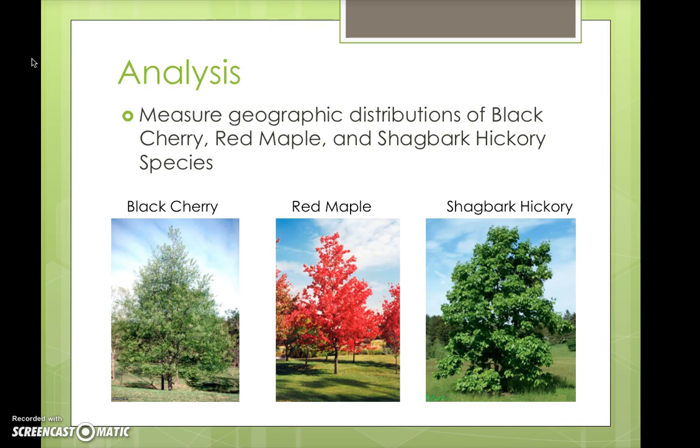For our analysis, we're going to measure geographic distributions of the black cherry, red maple, and shagbark hickory species pictured below. This should give you a better representation of what each tree type looks like. Maybe you've seen it if you're from the East Coast or a little bit the Great Lakes area. You've probably seen one of these trees.